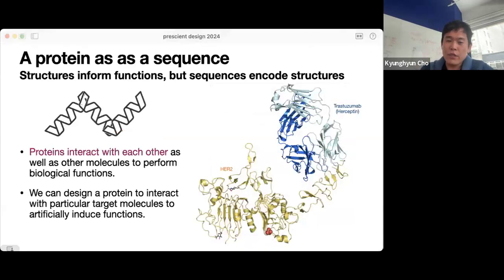Now, once the protein folds into a 3D structure, these proteins interact with each other as well as the other molecules in order to perform certain biological functions. And then what this actually tells us is that we can now design a protein to interact with particular target molecules in order to induce some desirable functions artificially.